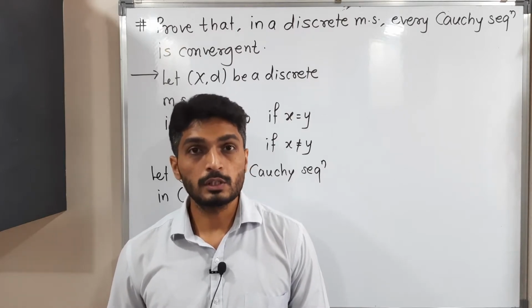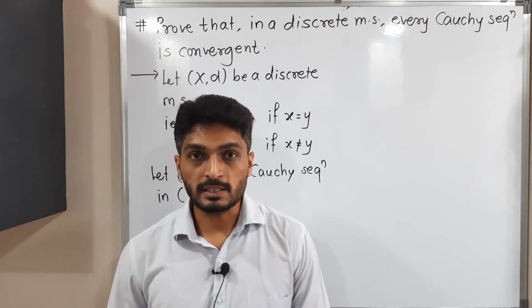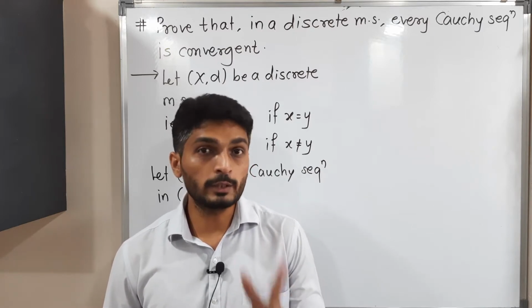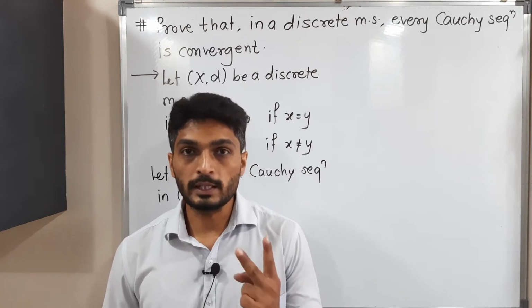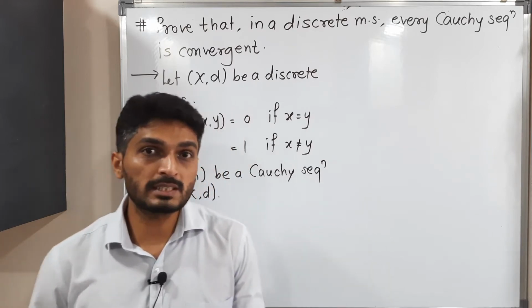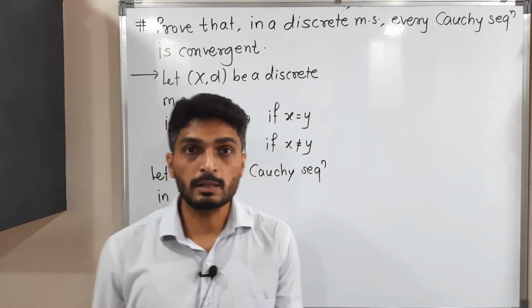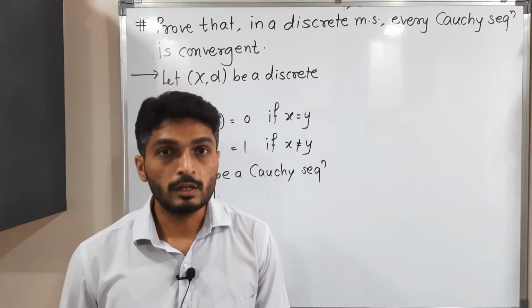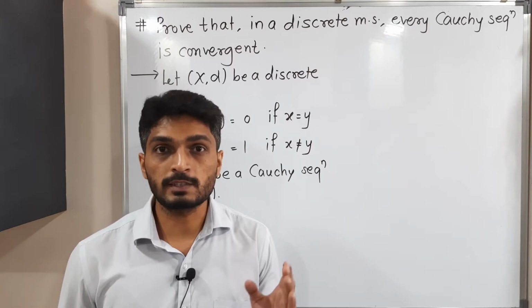You are familiar with a discrete metric space. In a discrete metric space, there are only two distances, 0 and 1. If two elements are the same, the distance between them is 0, obviously. And if two elements are distinct, the distance between them is 1, that is fixed. So we have to prove every Cauchy sequence is convergent.